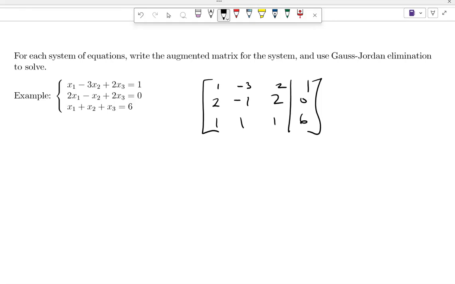Okay. I don't have the vertical bar here. That's okay. We can understand the vertical bar is there, right? We should know that that's where the equal sign would be.